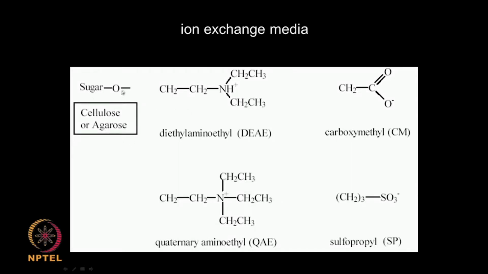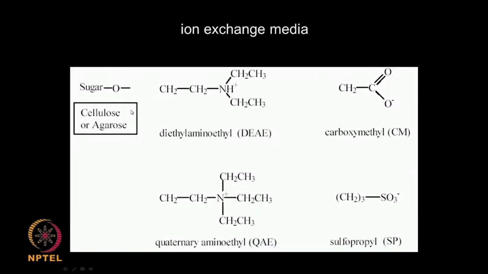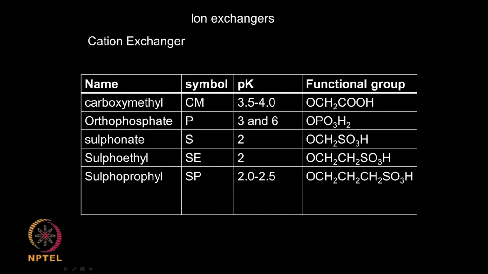These are ion exchange media. I will have a cellulose or agarose base, and then I can have a diethylaminoethyl group, so you will get a lot of positive charge, or quaternary aminoethyl. If I want a negative charge, I can have a carboxymethyl group, or a sulfopropyl group, which also has a negative charge. So, cation exchangers will have carboxymethyl, or orthophosphate, sulfonate, sulfoethyl, sulfopropyl and so on. These are the functional groups there.